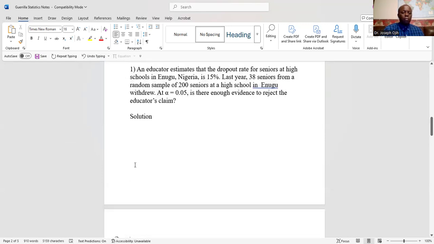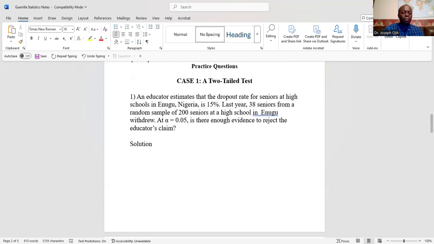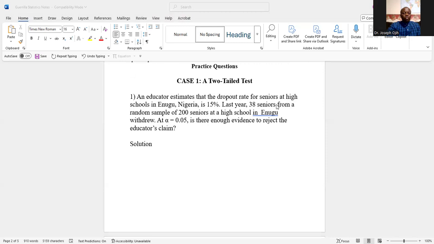It says here that an educator estimates that the dropout rate for seniors at high schools in Enugu, Nigeria is 15%. This is among high school students. So last year, 38 seniors.